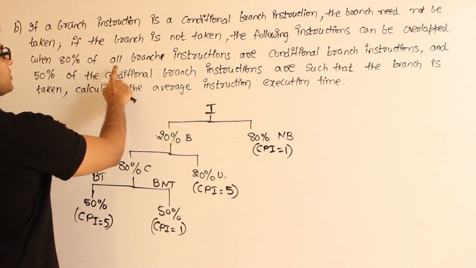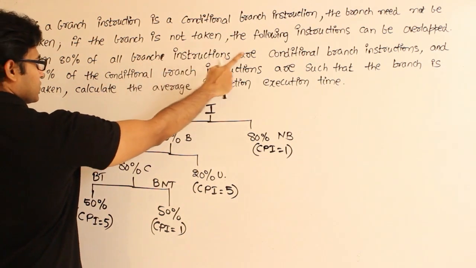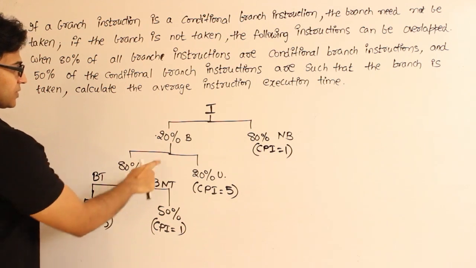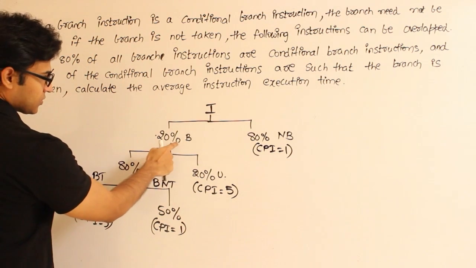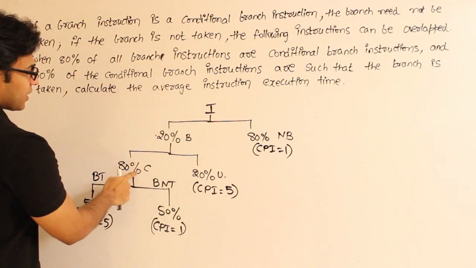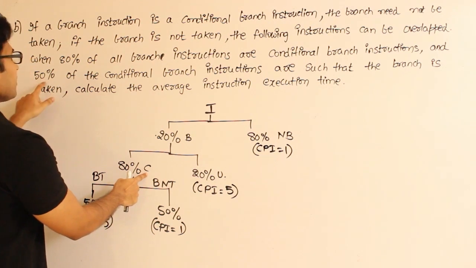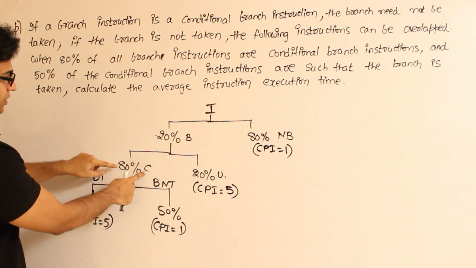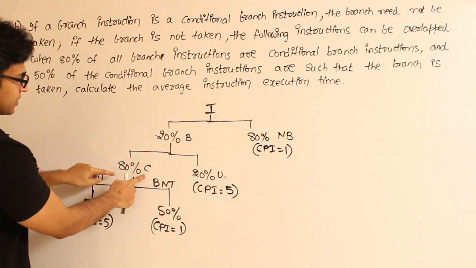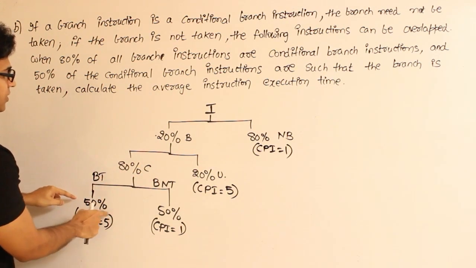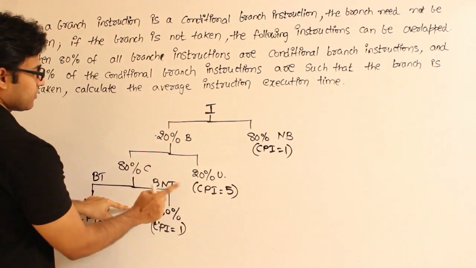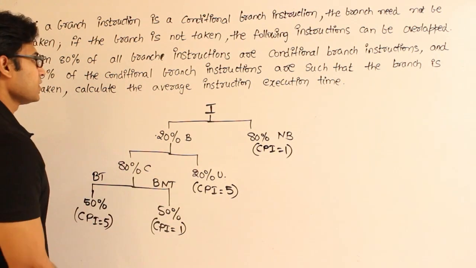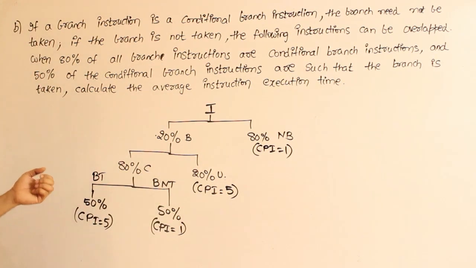When 80% of all the branch instructions are conditional branches, which means out of all the branch instructions, 80% are conditional branches, and 50% of the conditional branches are such that the branch is taken, which means out of these conditional branches, the branch is taken 50% of the time. Therefore, the branch is not taken for the remaining 50% of the time, right? Then they are asking, calculate the average instruction execution time.